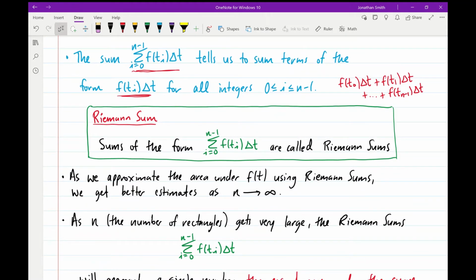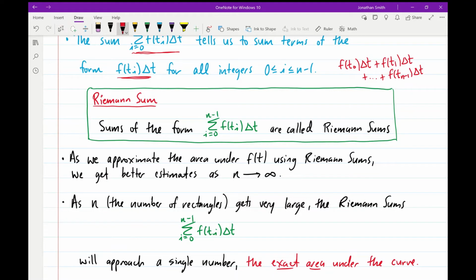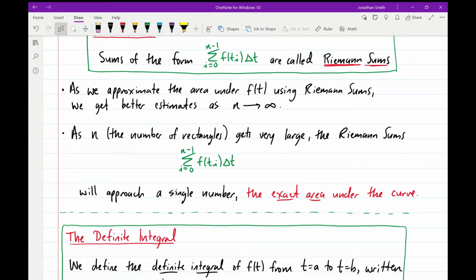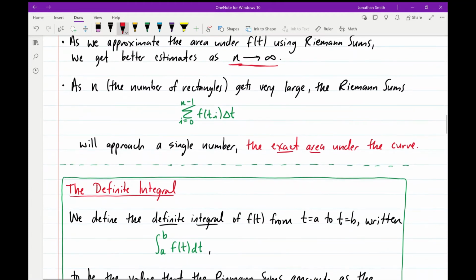Okay, a definition to keep in mind. These sums of the form from i equals 0 to n minus 1 of f of t sub i times delta t, we're going to call these things Riemann sums. So we've also called them left-hand sums, we've called them right-hand sums before. In either case, a left-hand sum or a right-hand sum, we're going to call them Riemann sums. And we can approximate the area under these curves f of t using Riemann sums. And as we've already mentioned, we get better and better estimates as the value of n, or the number of rectangles that we're using, goes off to infinity. So as n gets bigger, we get better estimates.